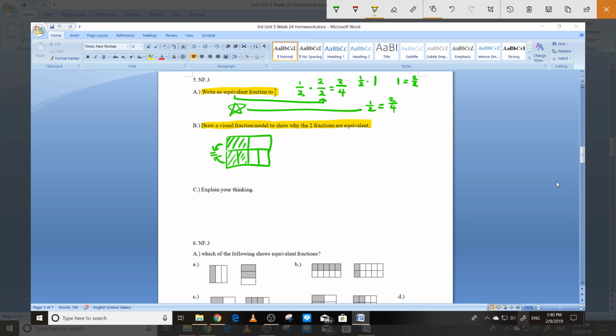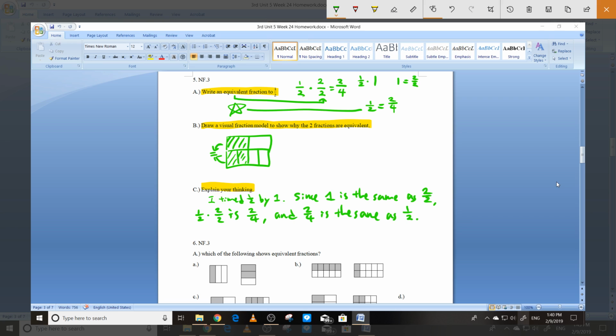The last part says explain your thinking. You can just say I timed 1/2 by 1. Since 1 is the same as 2 over 2, 1/2 times 2 over 2 is 2 over 4, and 2 over 4 is the same as 1 over 2, or 1/2.